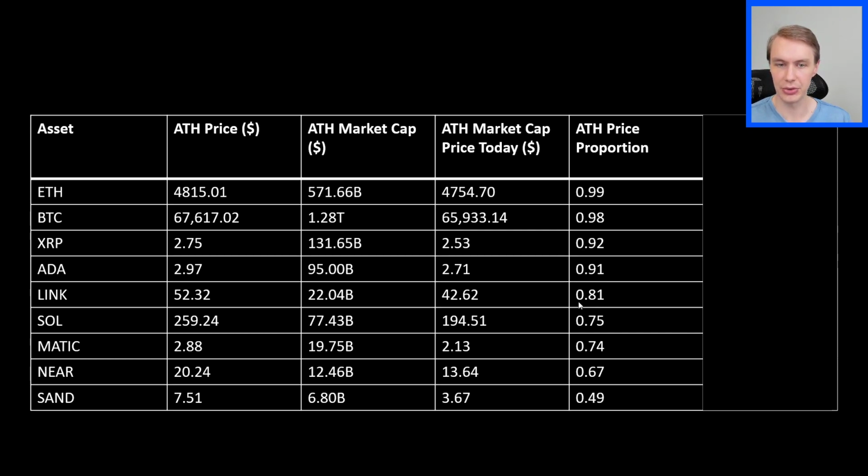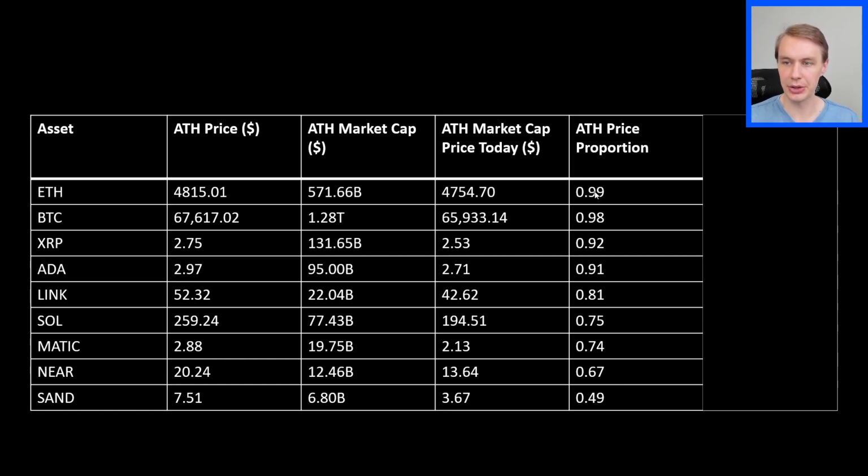And you see that Link sits right in the middle of these assets that I have here at about 81%. So basically, Link's price would get to 81% of its actual all-time high price if its market cap reached its all-time high. So basically, if Link reclaimed a market cap of 22.04 billion, its price would be 81% of what its actual all-time high price was.